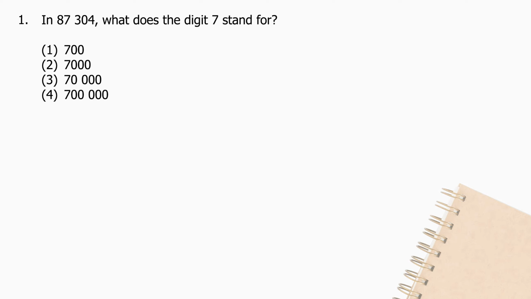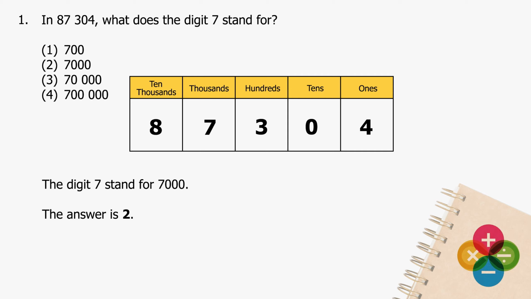Question 1. In 87,304, what does the digit 7 stand for? The digit 7 stands for 7,000. The answer is 2.